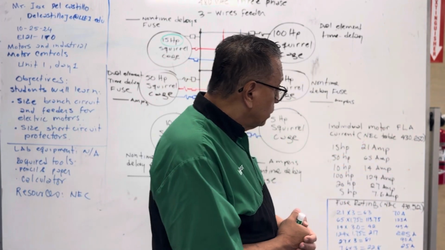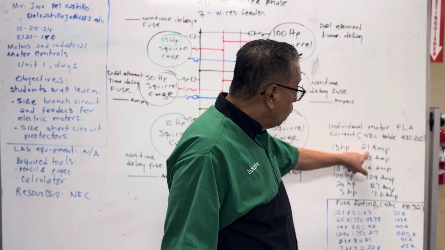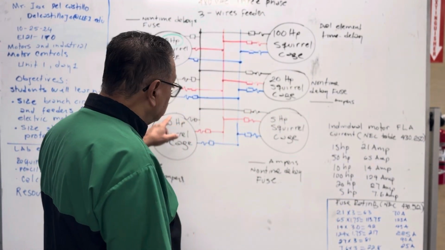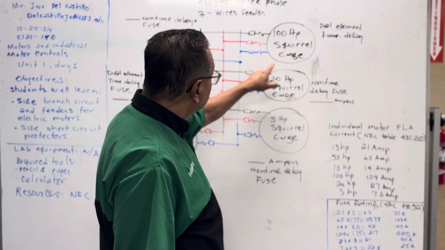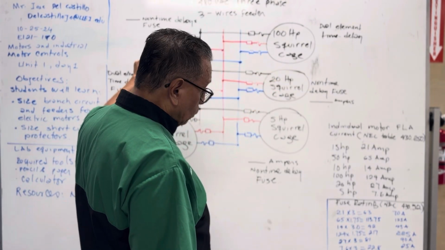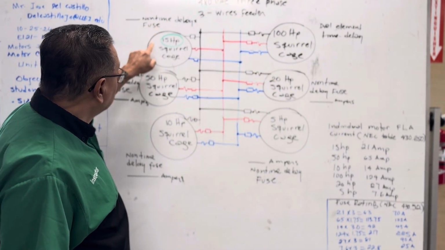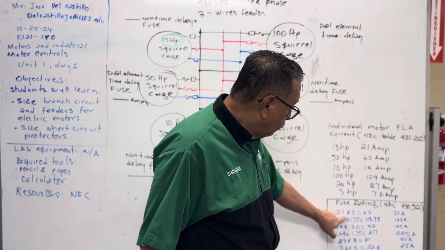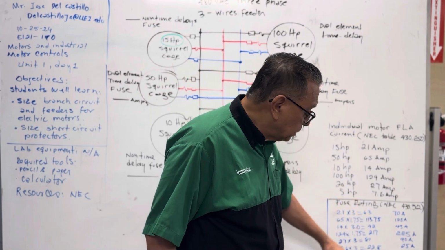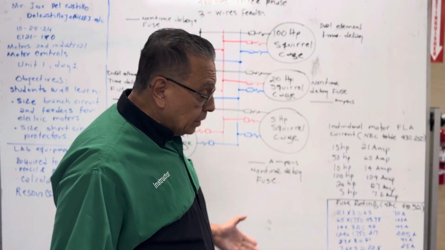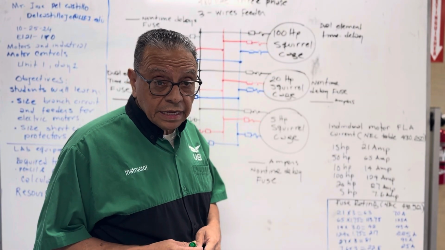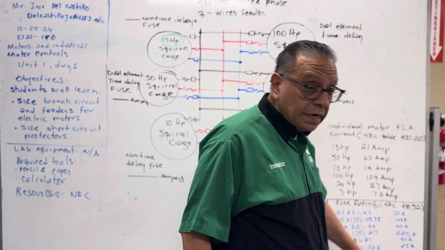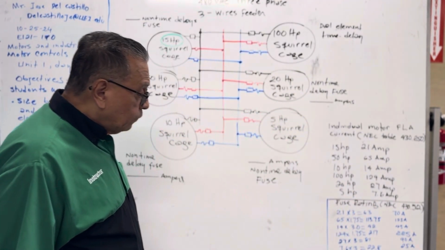So for 15 horsepower, according to table 420.50, it is 21 amps. If I want to use a non-time delay fuse, I need to multiply 3 times the full load ampacity, which gives me 63 amps. I don't have a 63 amp fuse in the industry, so I round it to the nearest higher, which is 70.